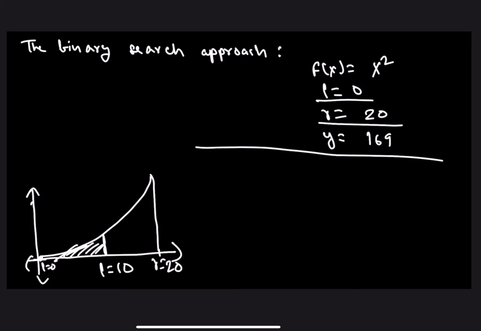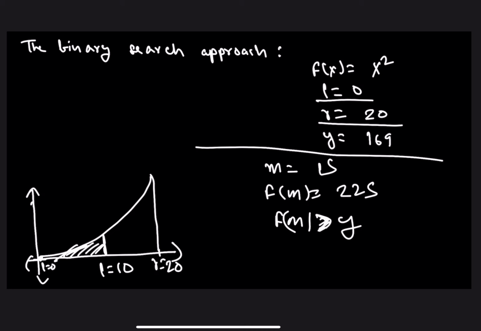So basically in the second iteration, the value of m will be equal to 15, f of m will be equal to 225, and I know that f of m is greater than y in this case. So I can eliminate all the values greater than or equal to m. Let's say the entire search space greater than or equal to m. For that, let's move the right pointer of the search space to m.